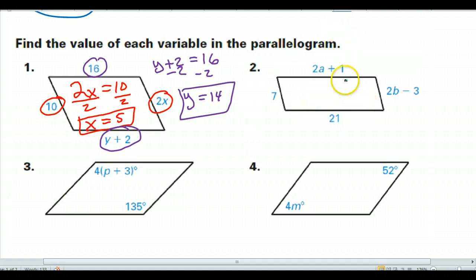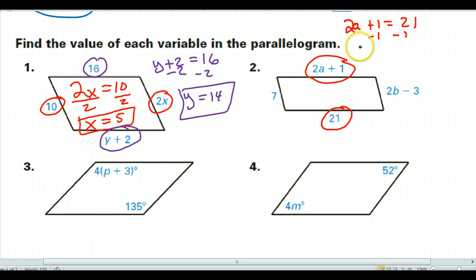Okay, looking around, almost everybody had it right, so I'm going to do it very quickly. Opposite sides are equal, so 2a plus 1 should equal 21. Subtracting the 1, 2a should equal 20. Dividing by 2, a should equal 10. All right, looking around the room, that's what most people had.